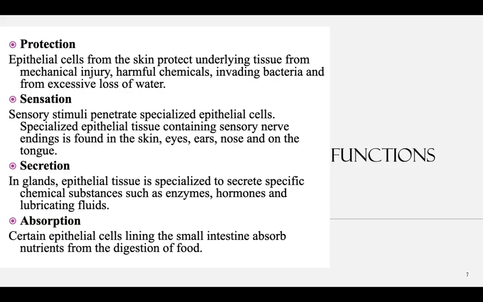We also see secretion. So we will talk about this later, but epithelial tissue does have glandular secretions. So there are these different chemical substances that are going to be actually secreted from this type of tissue. It could be enzymes, could be hormones, could be some type of fluid. And then we also have absorption. So because some epithelial cells line the intestines, those cells are going to help absorb nutrients from the digested food.